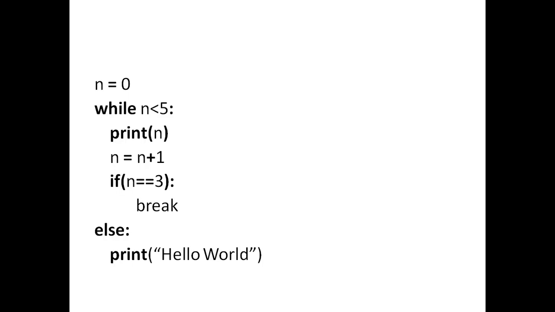So let's see the else part with a break statement. In this case I have taken the same example, but we have added this part: if n equals 3, then we are going to break this while loop. The value of n starts from 0, so 0 is less than 5, this condition is true, so we are going to print this value, that means 0. Then we will update the value of n, so n becomes 1, and 1 equals 3 is a false condition, so we will not execute the break statement right now.